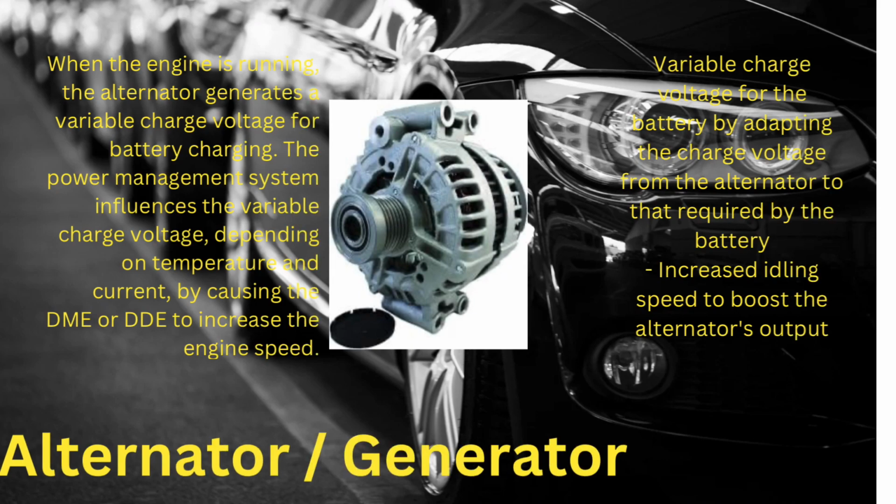Alternator/generator. When the engine is running, the alternator generates a variable charge voltage for battery charging. The power management system influences the variable charge voltage, depending on temperature and current, by causing the DME or DDE to increase the engine speed. Variable charge voltage for the battery is provided by adapting the charge voltage from the alternator to that required by the battery. Increased idling speed boosts the alternator's output.